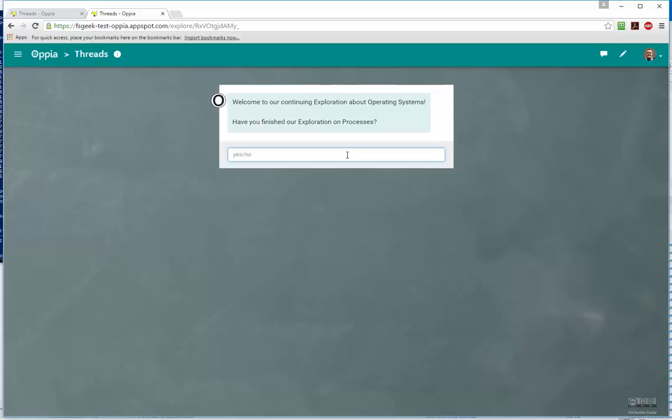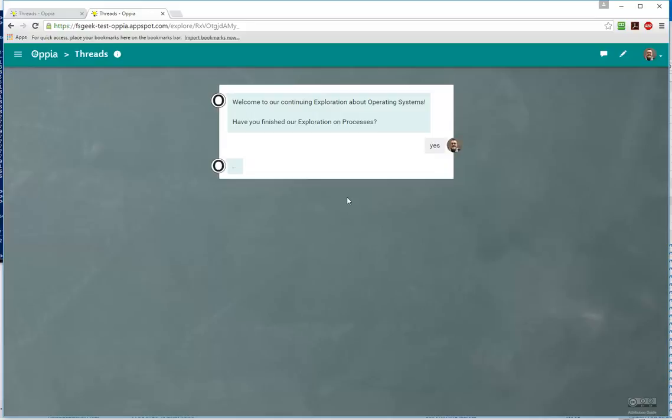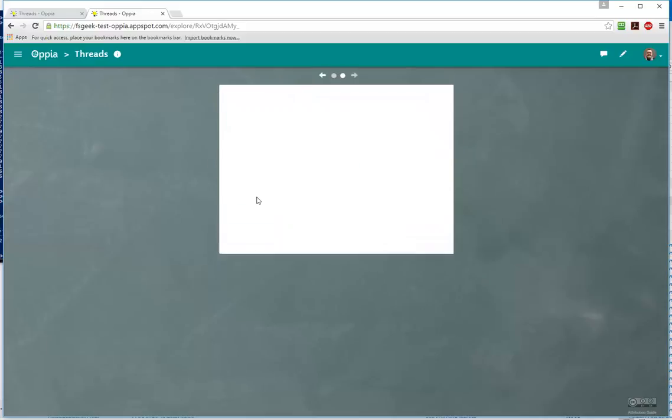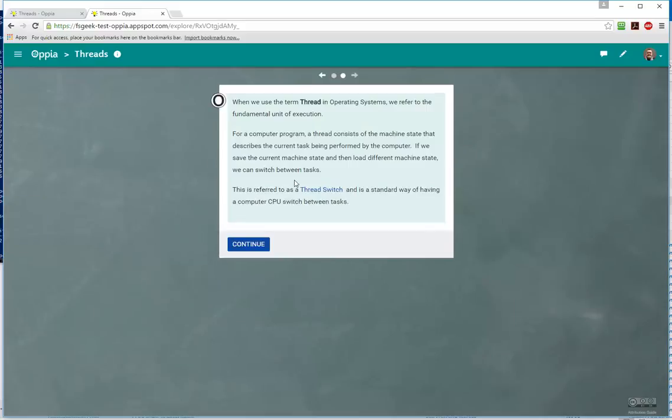guided demo through it. So the previous exploration was about processes, and we're going to tell the system that we have, in fact, already gone through that exploration. So it will let us come into this one. If we'd said no there, it would have instead told us, sorry, you need to go take the process exploration first. So the concept in this particular module is that of a thread within an operating system.